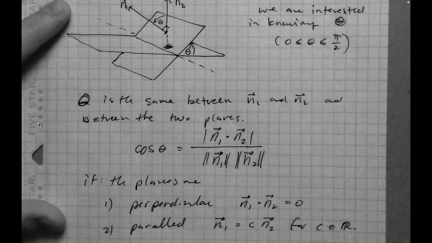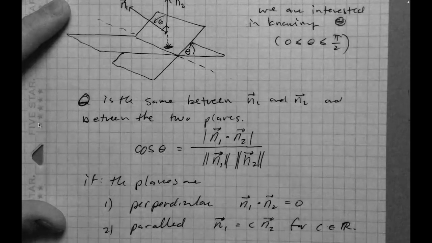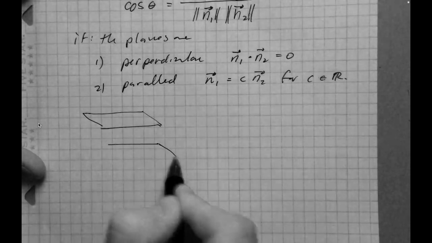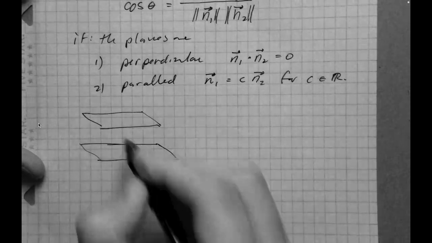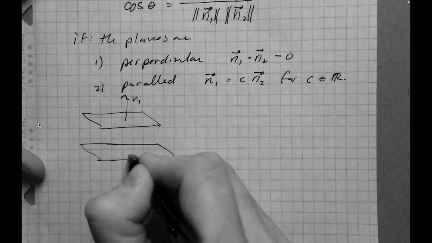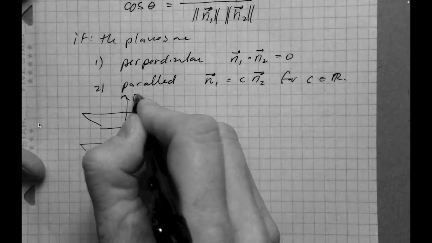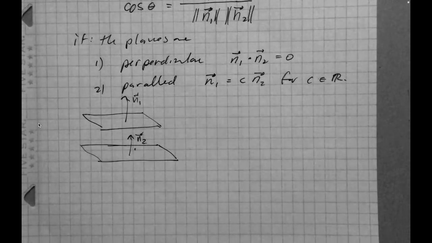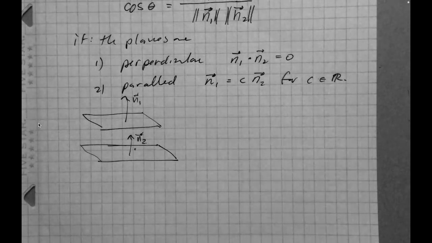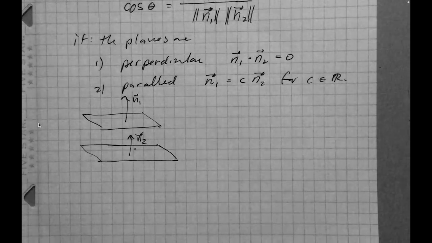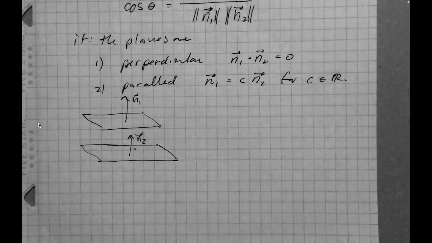If you've got one of the planes like this, and the other plane is right below it, then you've got n1 here, and you've got n2 here. Obviously, they're in an identical direction. They just may vary in length. So there's some scalar multiple of each other. Okay, so that should be clear. All right.